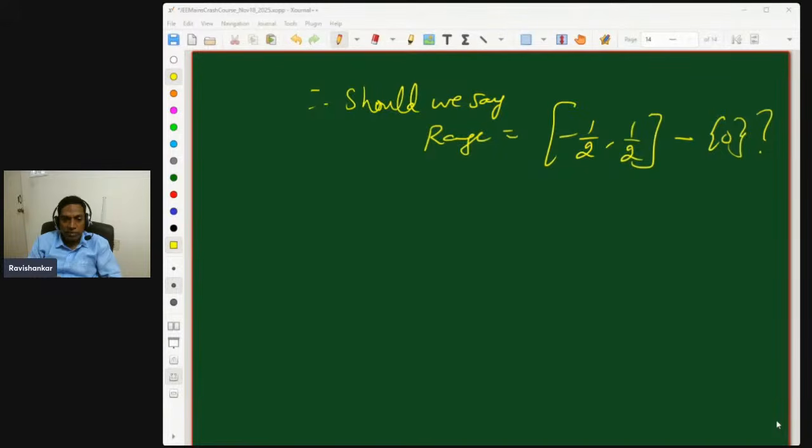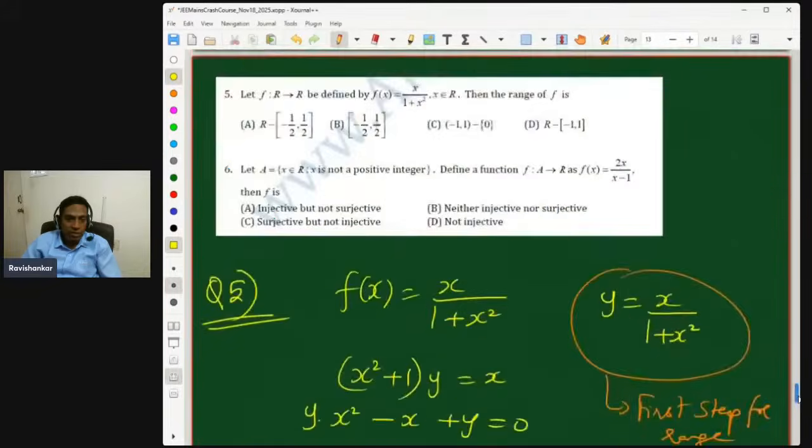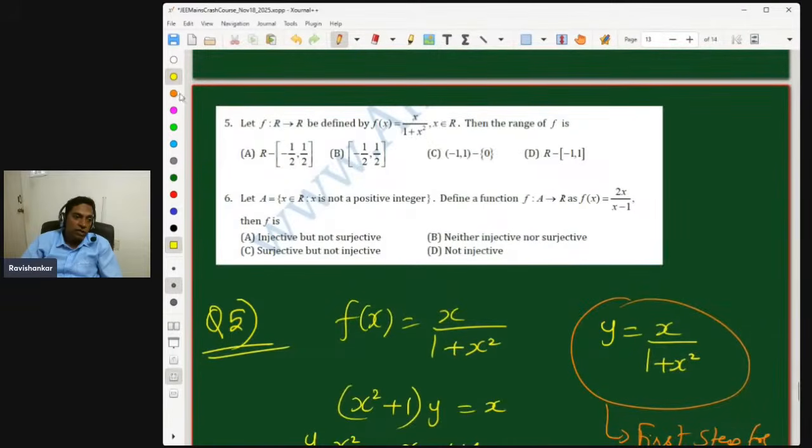Sorry, which one? Just give me a moment. But did I say A and B are the same option? No. One is R minus minus half half, the other is minus half half. I thought it was the same option.